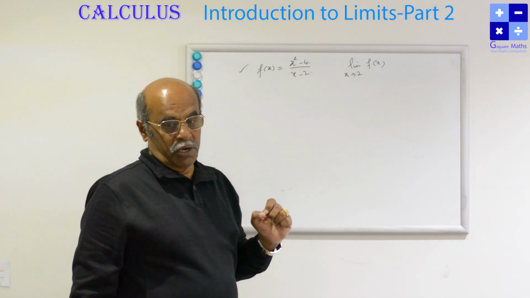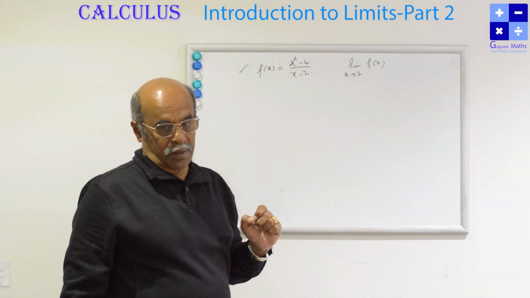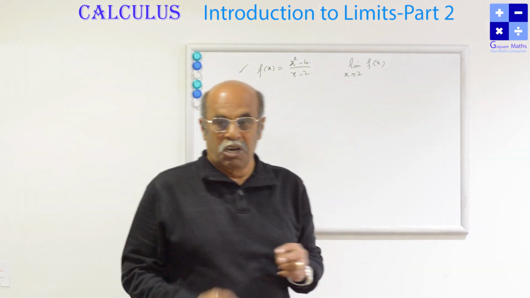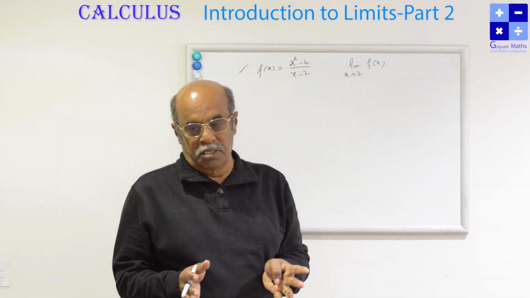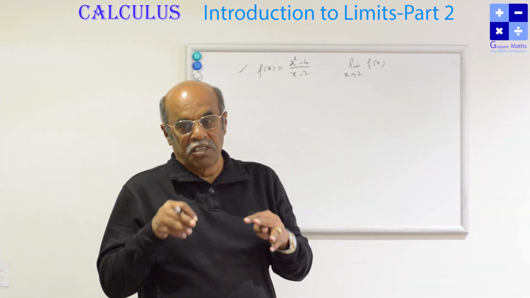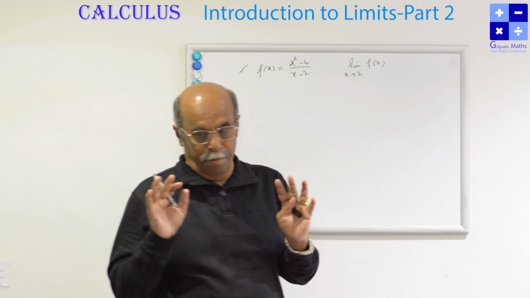Because of some factor only it is coming to indeterminate form. So in this method, what we have to do is try to factorize the given expressions and try to cancel out those common factors because of which it is coming 0 by 0 form.